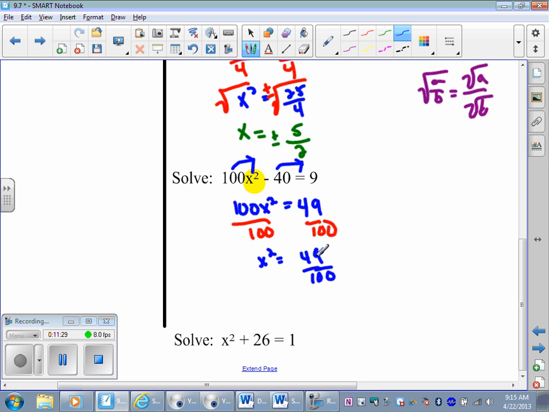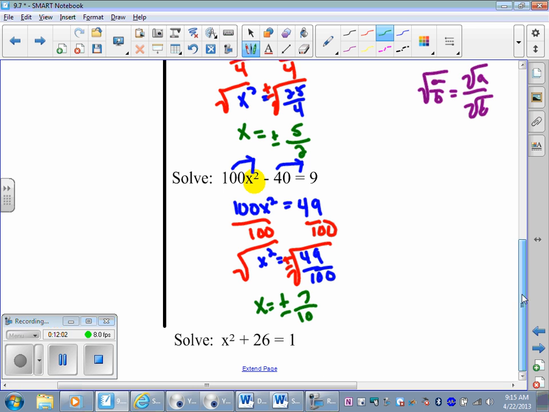Hopefully you'll recognize that 49 and 100 are both perfect squares, so I shouldn't be intimidated there by the fraction. Now I need to take the square root of both sides to undo the squaring. So x equals plus or minus, what's the square root of 49? 7. What's the square root of 100? 10. So my answers are x equals plus or minus 7/10, which means positive 7/10, which is 0.7, is an answer, and negative 7/10 is also an answer.